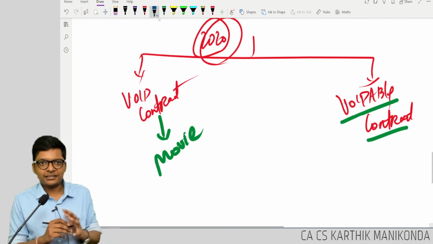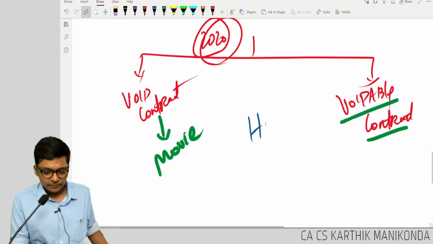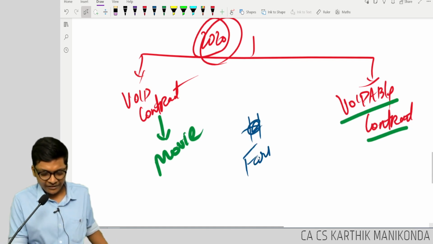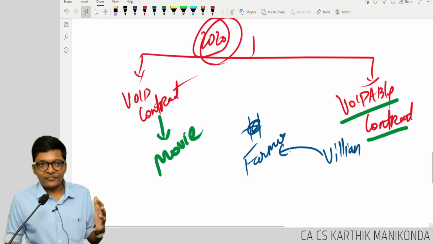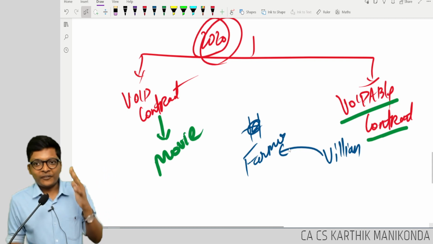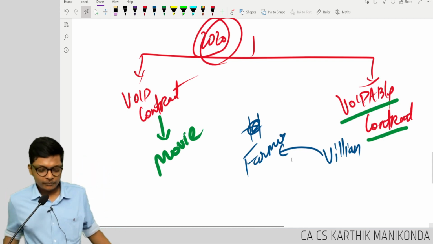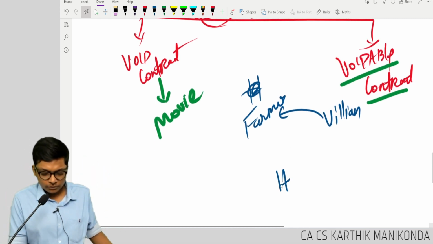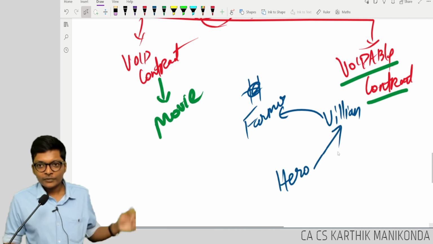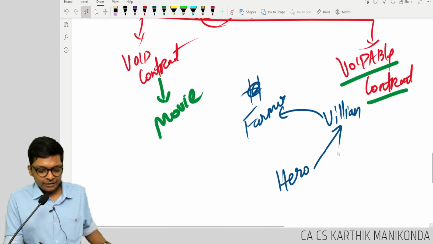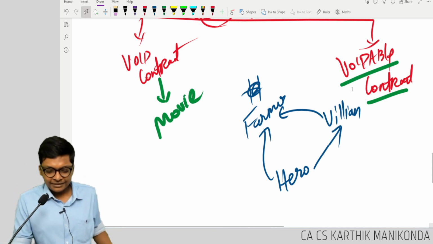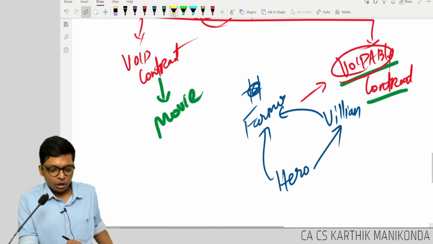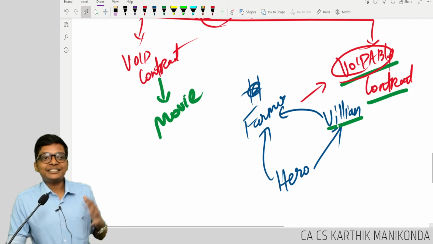Let's take three characters, what I always use. There is a farmer. Then there is a villain. The villain comes to the farmer. Movie starting. He hit the farmer and took his land. Then the hero will come. Which hero? Mahesh Babu will come, hit that villain, and give the land back to the farmer. Now what contract is this? Voidable contract.